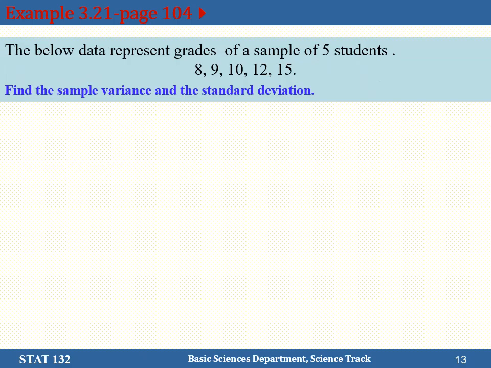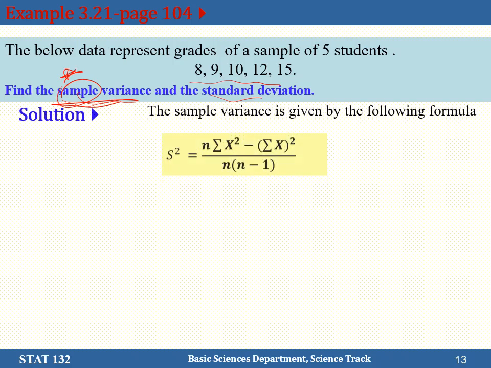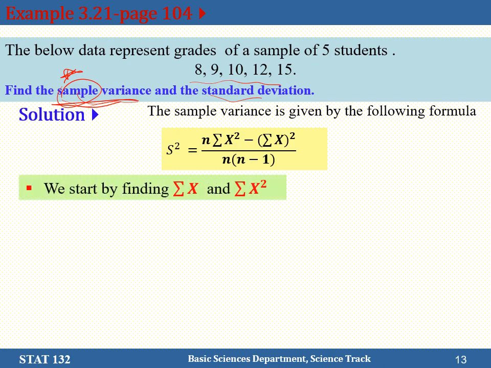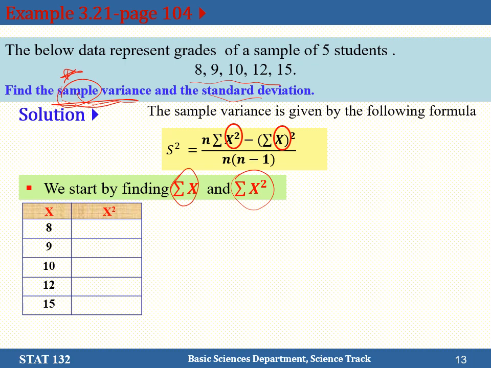Now let's find the sample variance and the standard deviation of this data. We have a sample here, so it's important to note whether it's a sample or a population, because the formulas change. The sample variance is given by the second formula, and for this one you have to find the sum of the values and the sum of the squares of the values. To calculate it efficiently and without mistakes, it's better to write all the values and all the squares in a table.